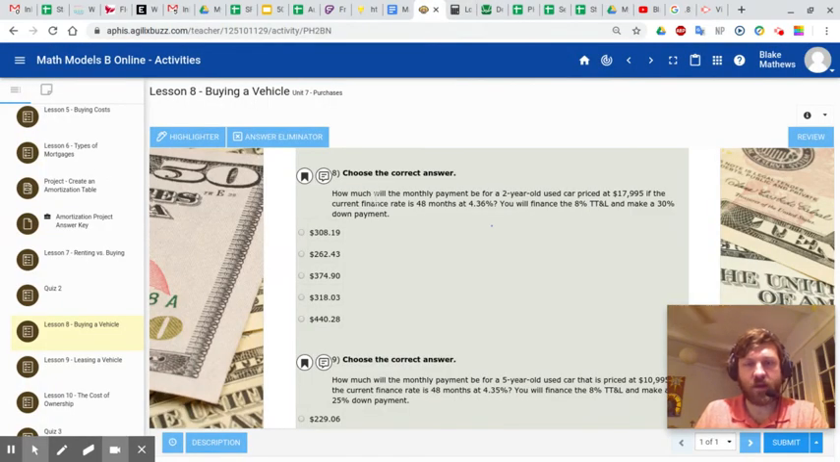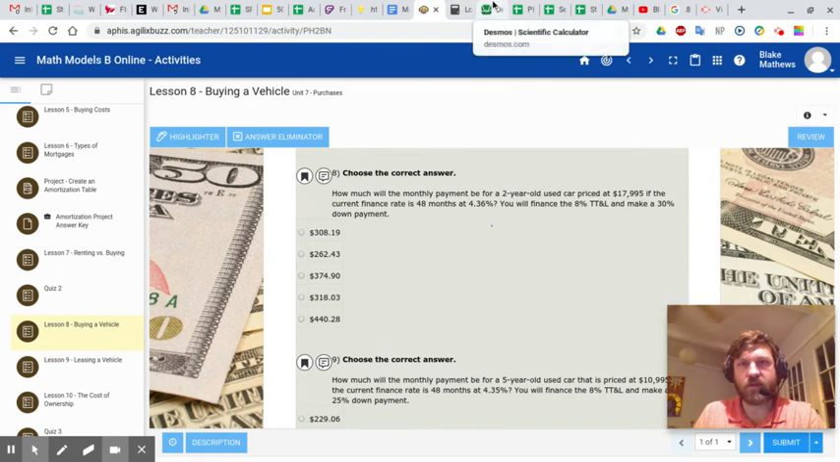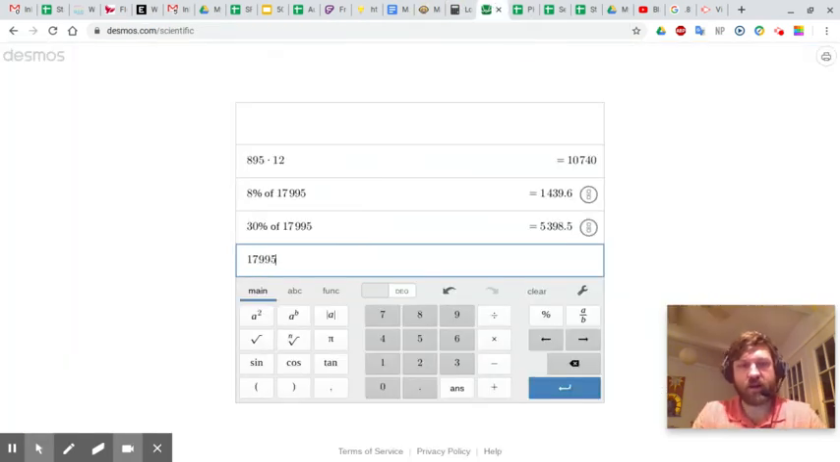So it says, how much will the monthly payment be for a 2-year-old used car? Price is $17,995 if the current finance rate is 48 months. So you see all that's the same. But then it says you will finance 8% and make a 30% down payment. So we need to do $17,995 minus the down payment and plus the tax, title, and license. So I'm subtracting this, adding this. And so this is my new amount.